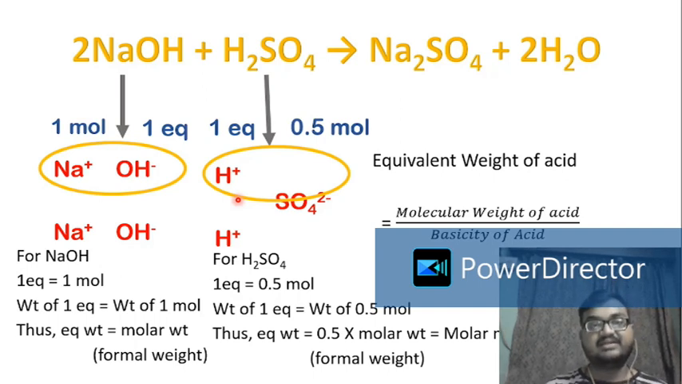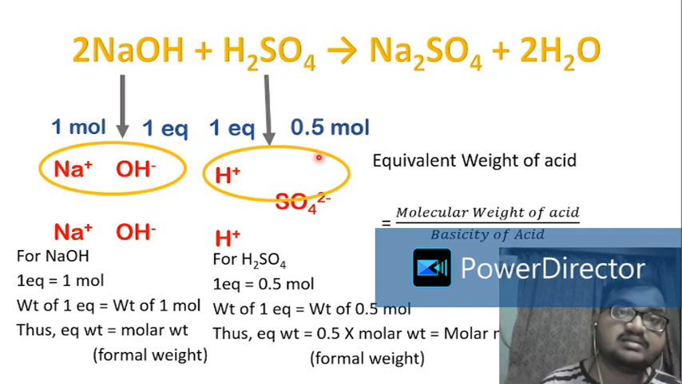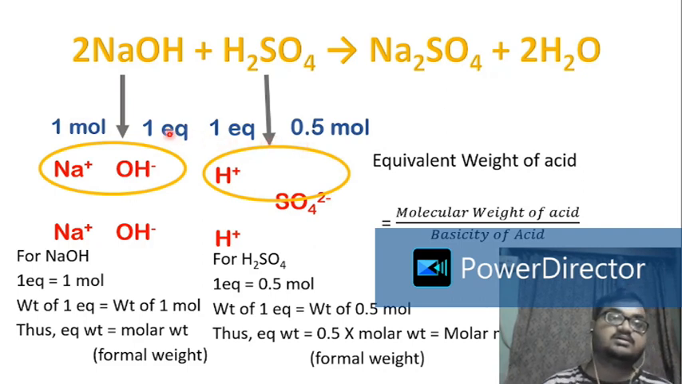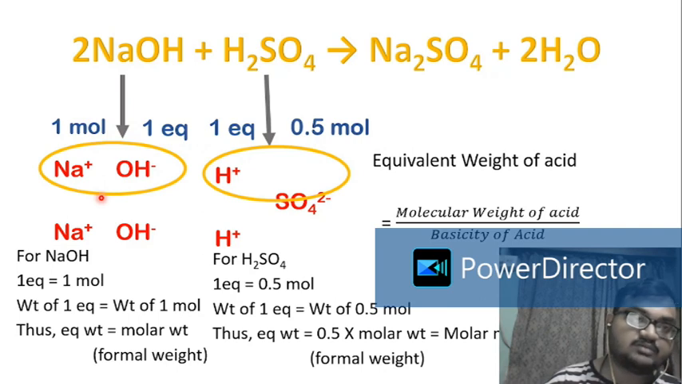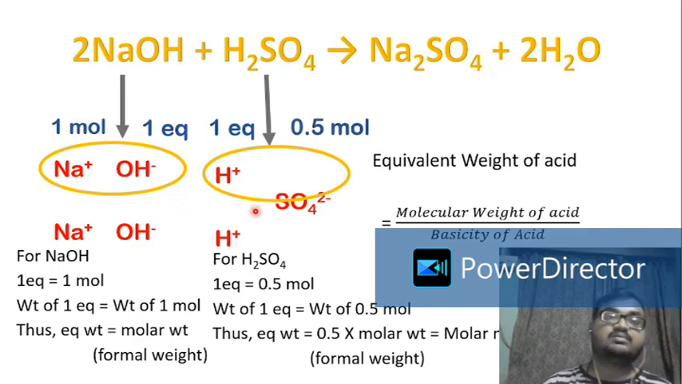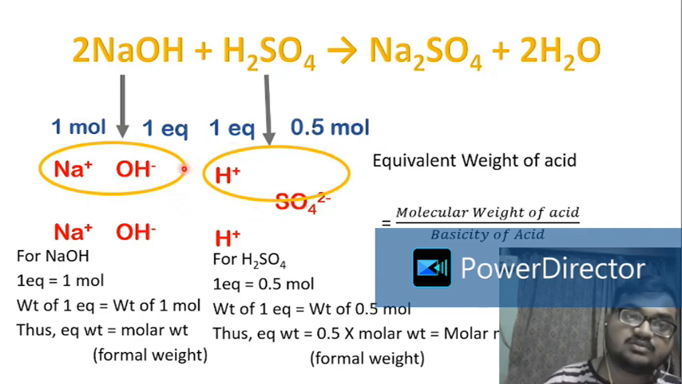Again, in reality there is no such thing as half, because SO4 2 minus is a single thing, it cannot be half. But to define the equivalent, we are using this logic that 1 molecule of NaOH reacts with half of the molecule of H2SO4. So we see if 1 mole of NaOH reacts, it will require 0.5 mole of H2SO4 to react with it.